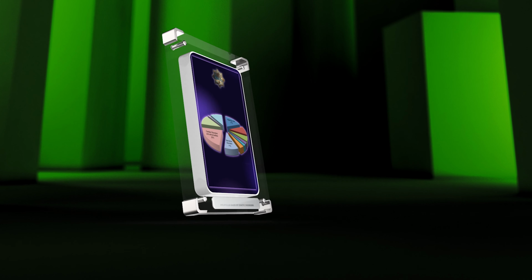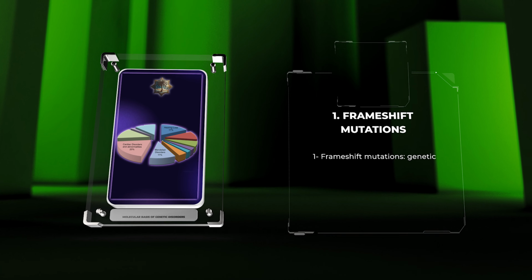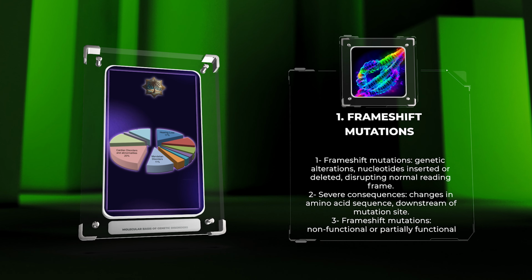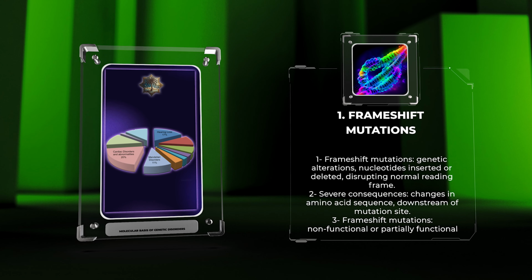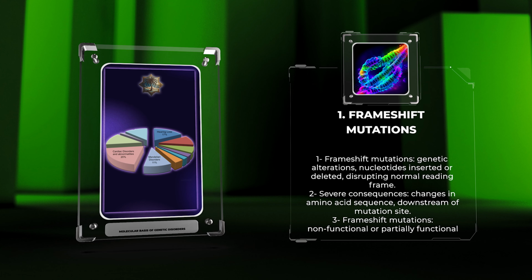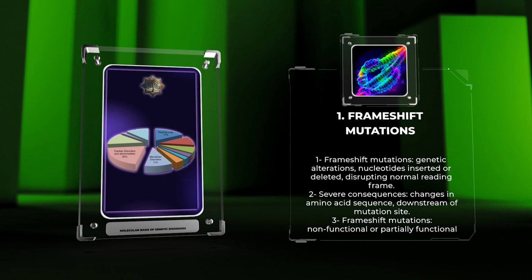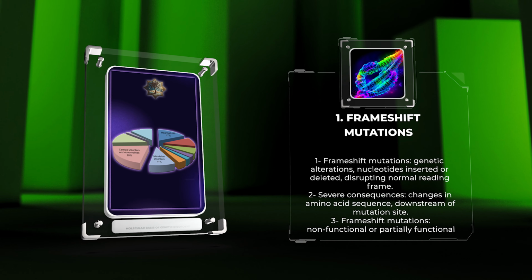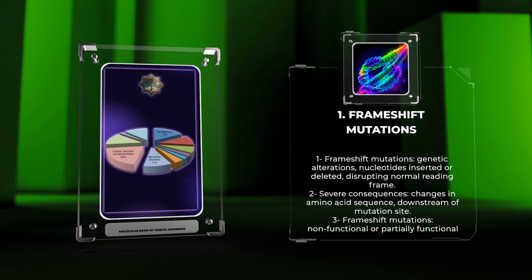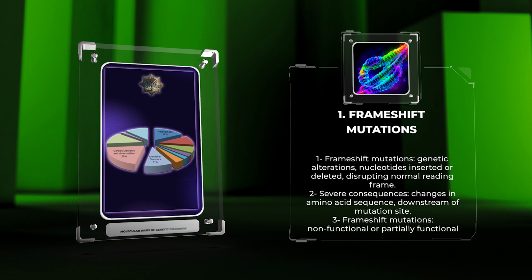Frameshift mutations are genetic alterations that occur when nucleotides are inserted or deleted in a DNA sequence, thus disrupting the normal reading frame. This type of mutation can have severe consequences for protein translation, leading to changes in the amino acid sequence downstream of the mutation site. Frameshift mutations can result in non-functional or partially functional proteins, which may contribute to the development of genetic disorders.